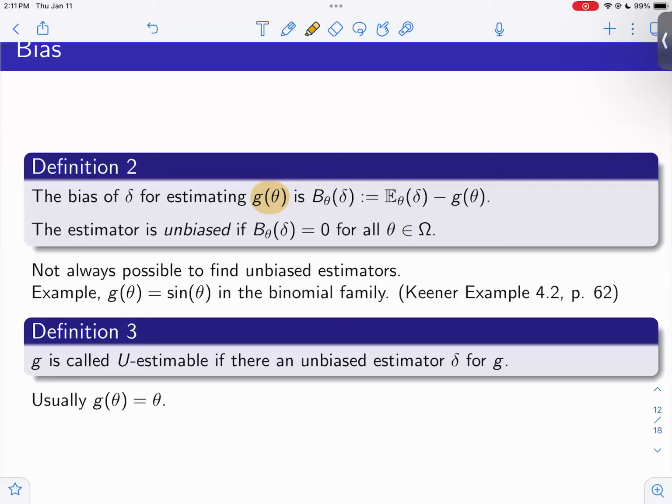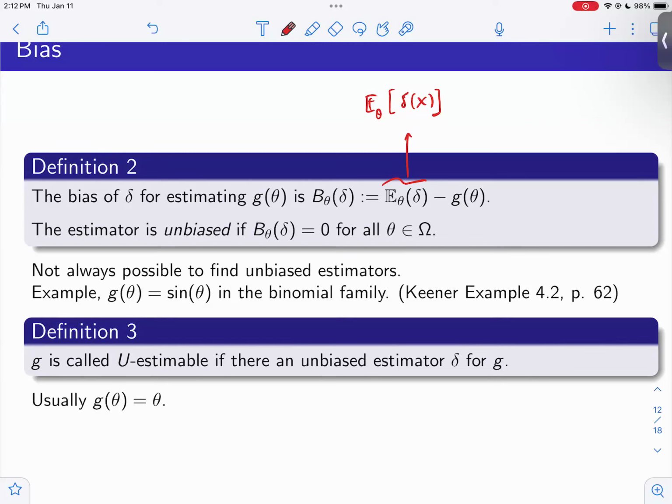Imagine the action was very general. My action is an estimate of g theta. So the bias of delta for estimating g theta is this quantity. It is the expectation of the decision rule. When I write it like this, it's a compact form, a little imprecise because delta is a decision rule; what I really mean is the expectation of delta of x. For simplicity, I drop the x. You evaluate delta at x, that's your estimate of g theta, and then you take the expectation. What's g? It's just some function of theta.